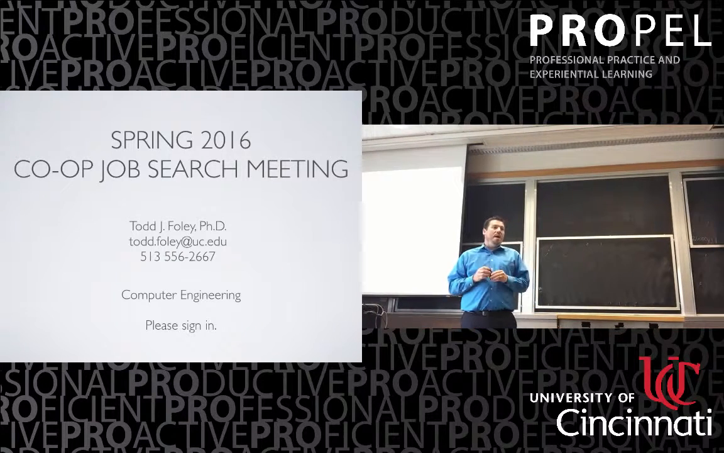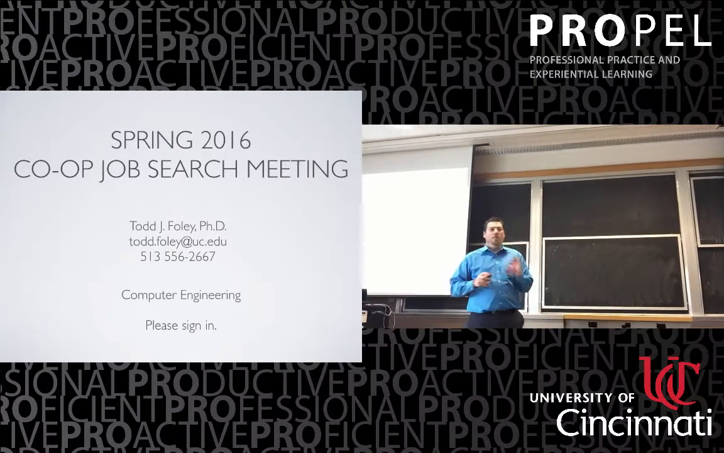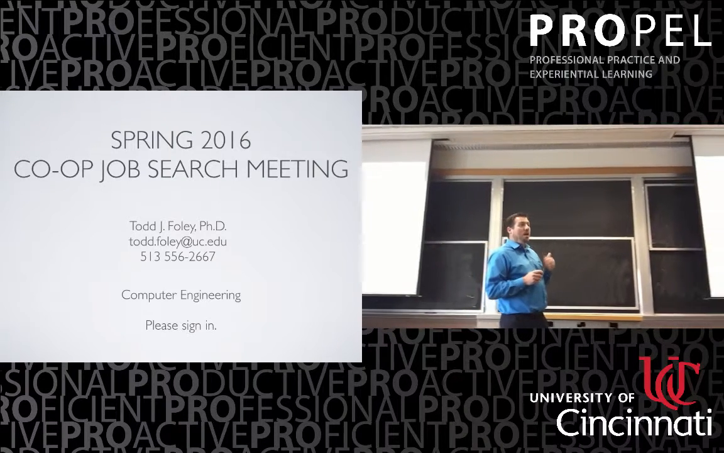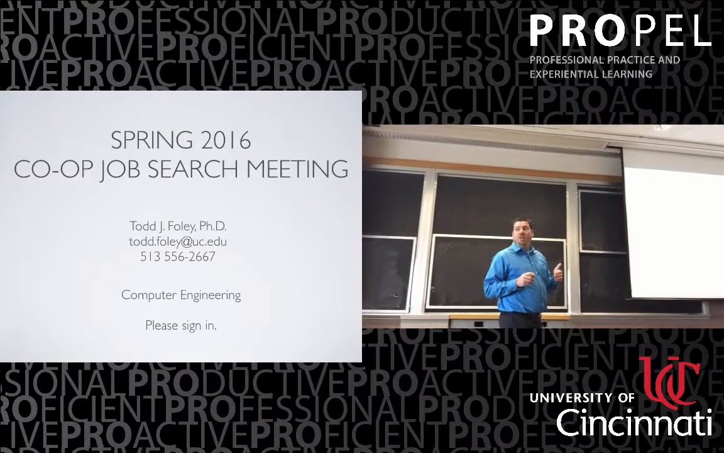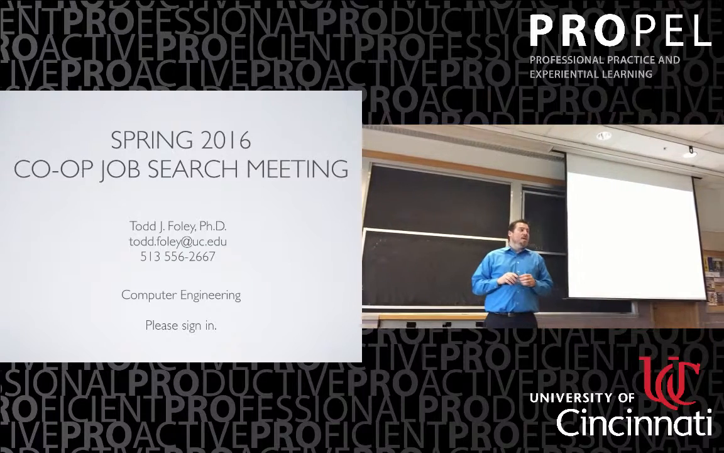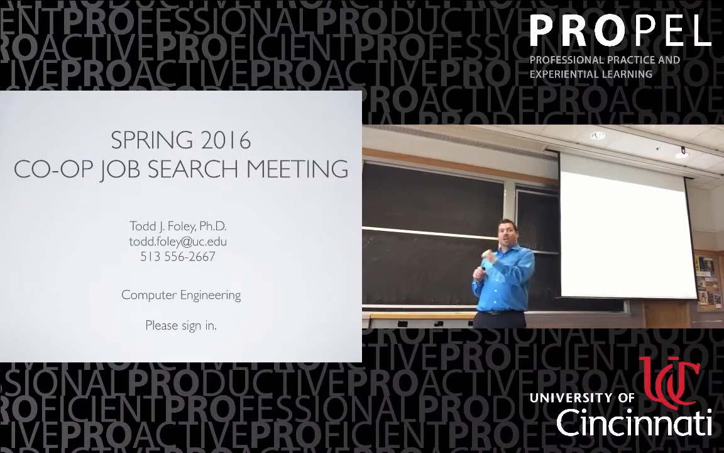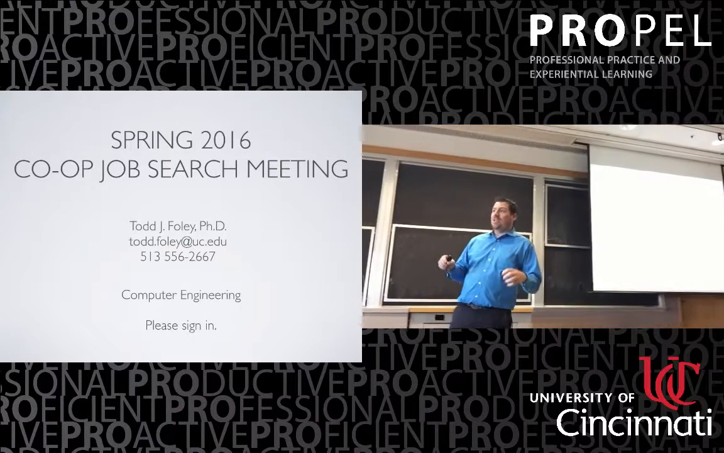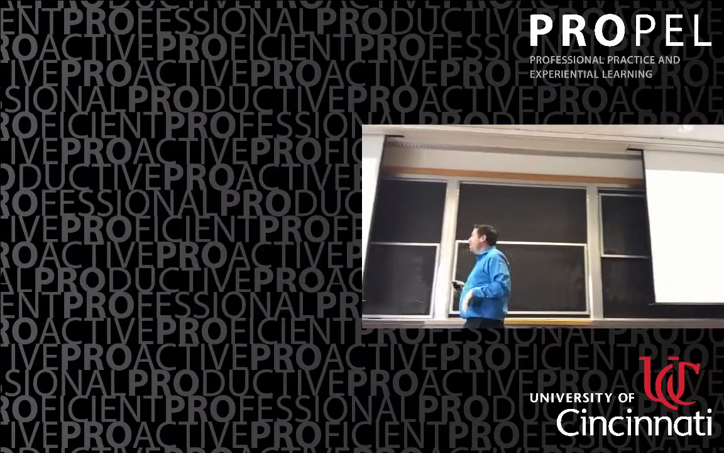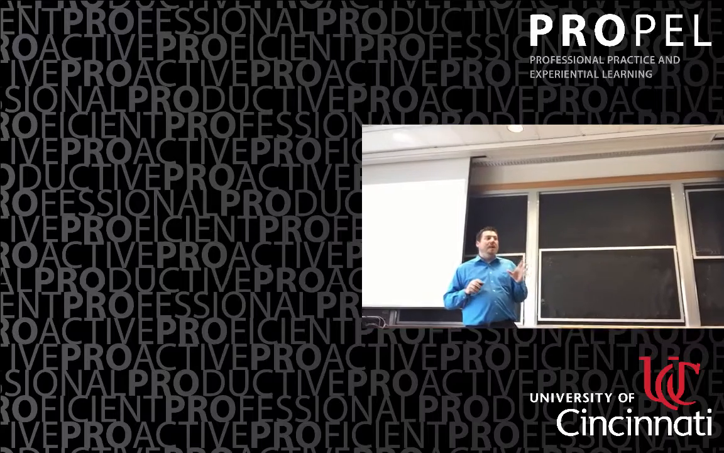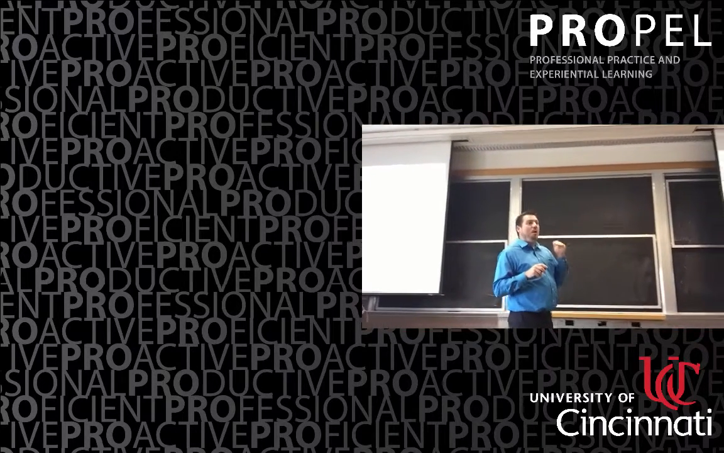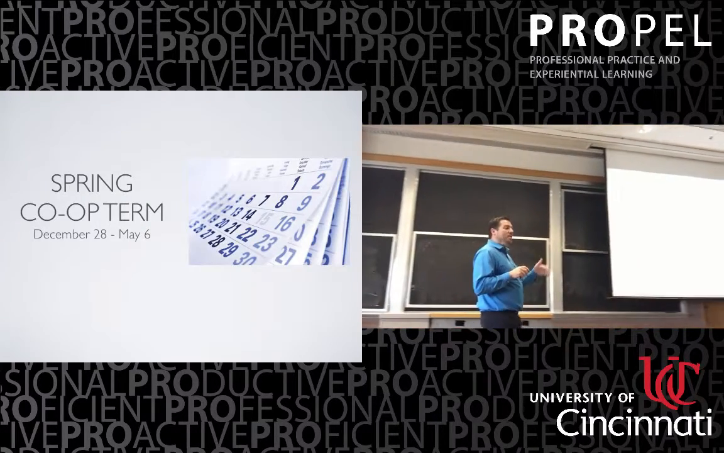For those of you who have not met, though I think I see a lot of familiar faces, my name is Todd Foley, and I am the Computer Engineering Co-op Faculty Advisor here at University of Cincinnati. I've been here for about a year or so. So I'm ready to go, know everything I need to know to get you started in the search for the spring. The term is December 28th through May 6th. I'm going to say that a few times, but I want to make sure I reiterate, these are the dates.